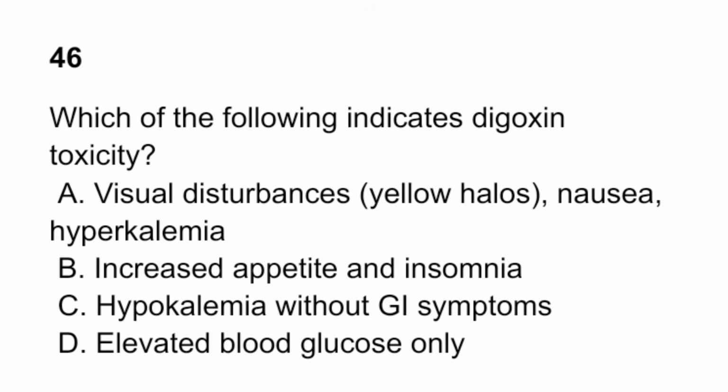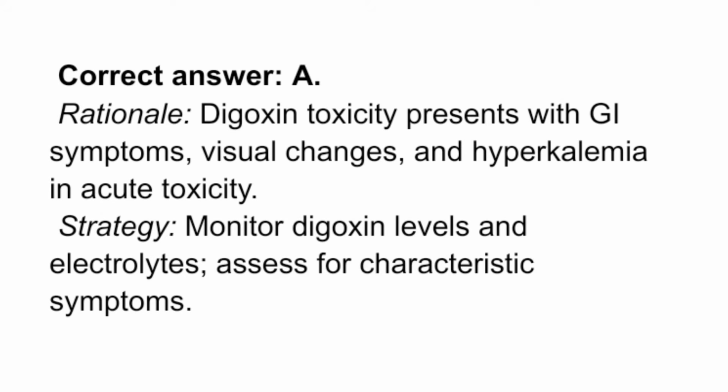46. Which of the following indicates digoxin toxicity? A. Visual disturbances, yellow halos, nausea, hyperkalemia. B. Increased appetite and insomnia. C. Hypokalemia without GI symptoms. D. Elevated blood glucose only. Correct answer, A. Rationale, digoxin toxicity presents with GI symptoms, visual changes, and hyperkalemia in acute toxicity. Strategy, monitor digoxin levels and electrolytes, assess for characteristic symptoms.